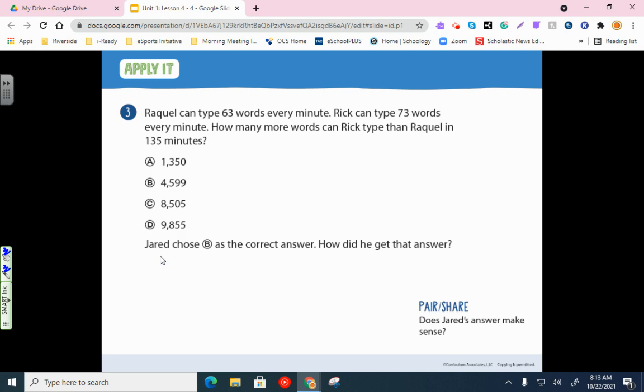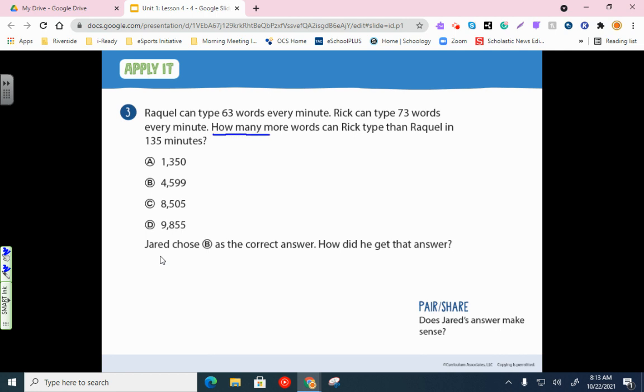Now, number 3, if we're not careful, can turn into a lot of work. And sometimes we want to look at word problems and see how we can do them the quickest way possible. So let me just read off the problem first before I explain. All right, Raquel can type 63 words every minute. Rick can type 73 words every minute. How many more words can Rick type than Raquel in 135 minutes?